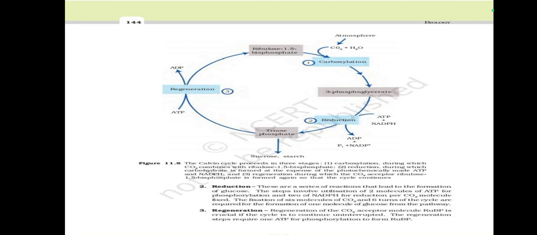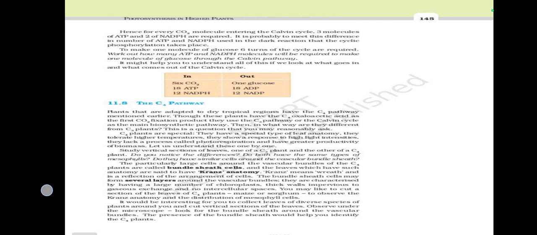Third is regeneration. Regeneration of the CO2 acceptor molecule RuBP is crucial if the cycle is to continue uninterrupted. The regeneration steps require 1 ATP for phosphorylation to form RuBP. Hence, for every CO2 molecule entering the Calvin cycle, 3 molecules of ATP and 2 of NADPH are required.